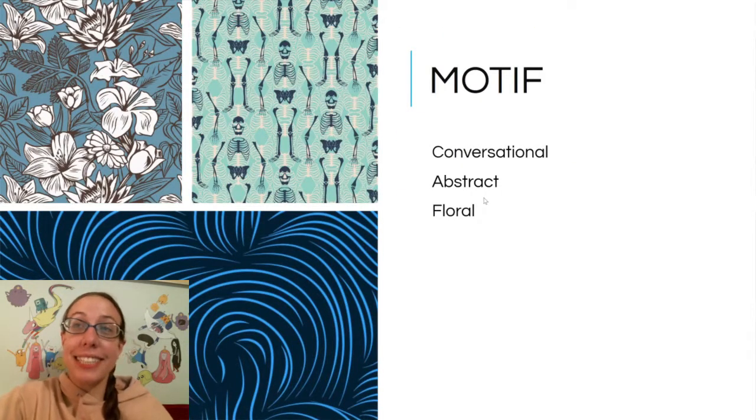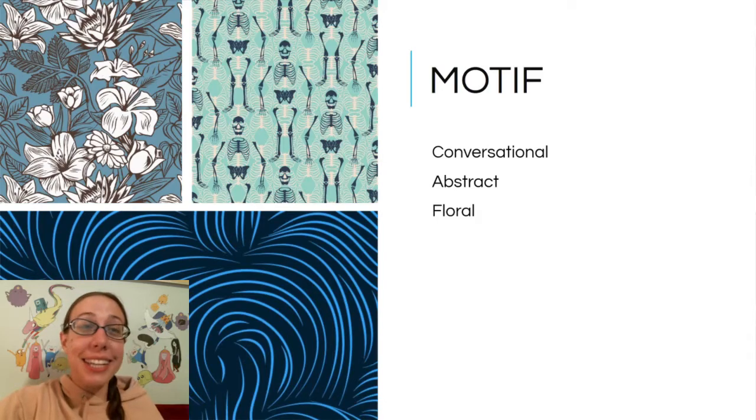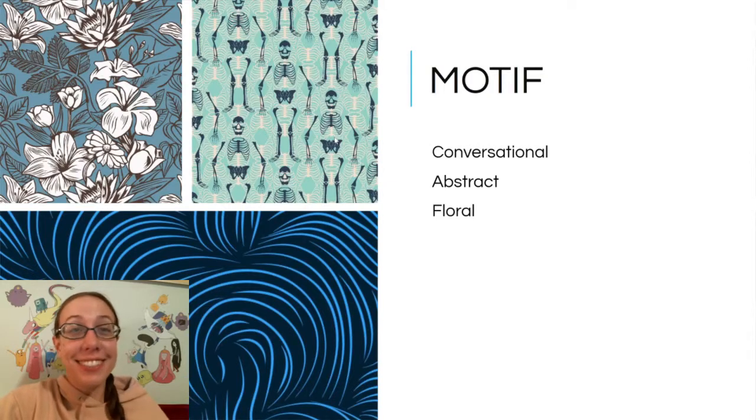So another thing to consider is what the motif is, and motif is a big vocab word for us. A motif means the artwork that makes up the pattern, right? And there's a few different categories for motifs when we're talking about textile design, and those are conversational. Conversational motifs are motifs where you can point at something and know that it is something. For example, these skeletons are a conversational motif. They're also maybe kind of a holiday theme, but holidays are conversationals.